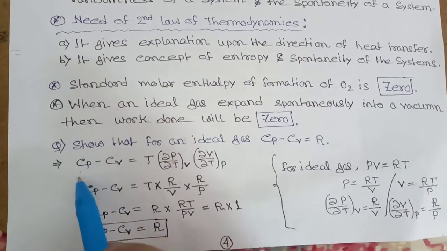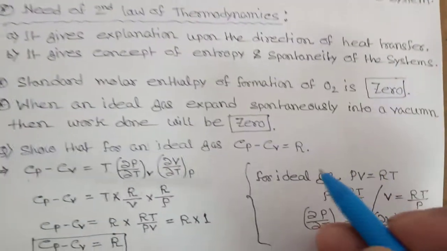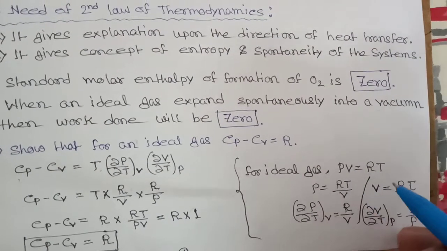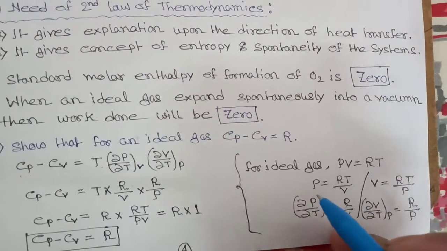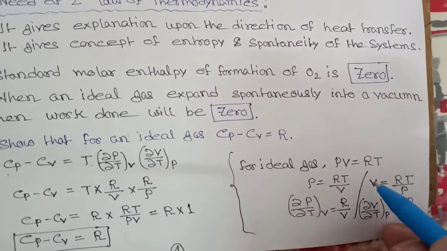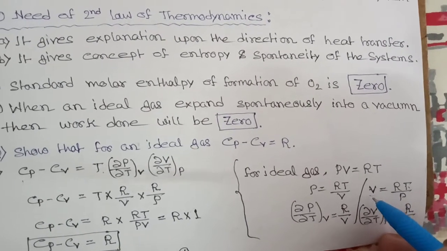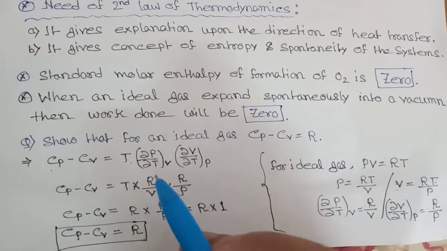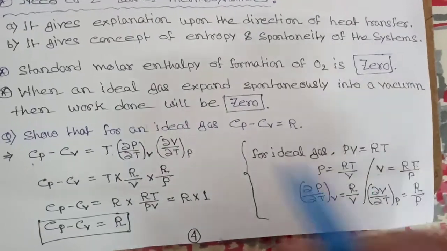We all know from the thermodynamics equation Cp minus Cv is equal to T del P by del T at V multiplied by del V by del T at P. Now for 1 mole of ideal gas, PV is equal to RT. So we can write P equal to RT by V, or V equal to RT by P. When this T comes to the below side, del P by del T at V we can write as R by V. And del V by del T at P will be R by P. So in place of del P by del T at V, we can write R by V, and in place of del V by del T at P, we can write R by P.